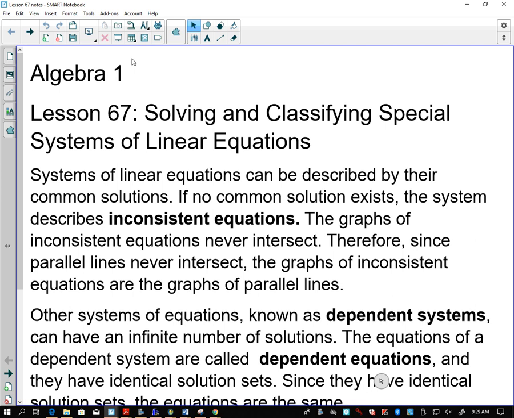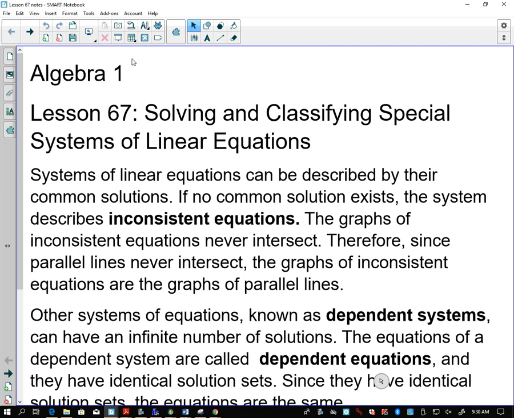Okay, so I know that you have to take more math classes than just this, right? You have to have 3 high school math credits. This is 1 down, 2 more to go. So if you get some of this down, I'm just telling you it's going to help you out in the future. So systems of linear equations can be described by their common solutions.